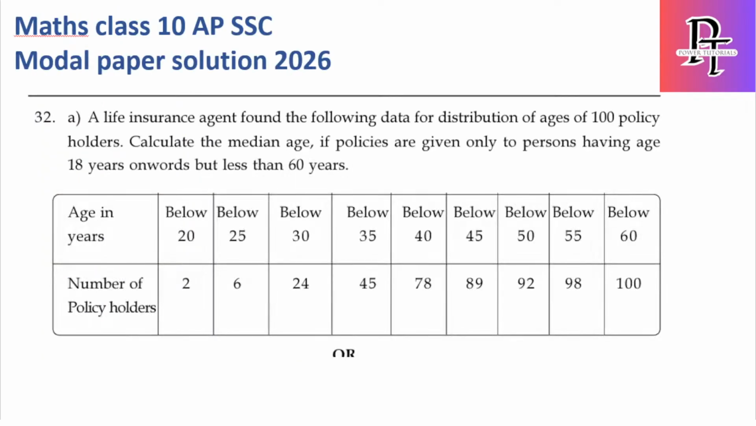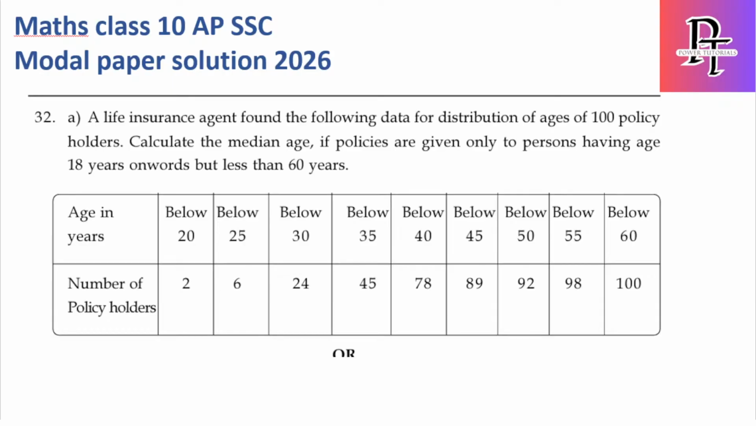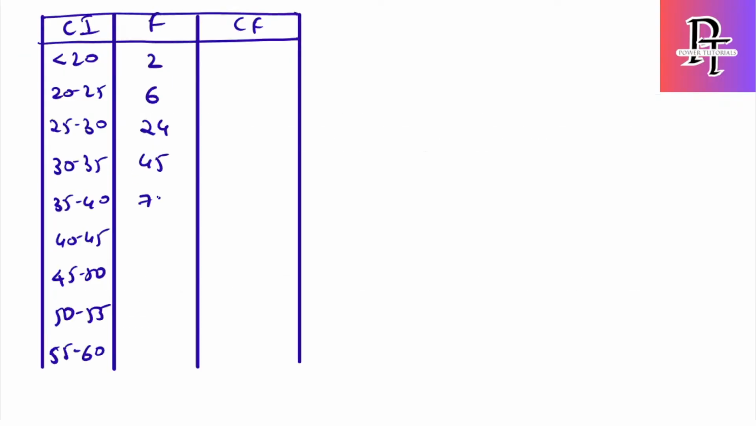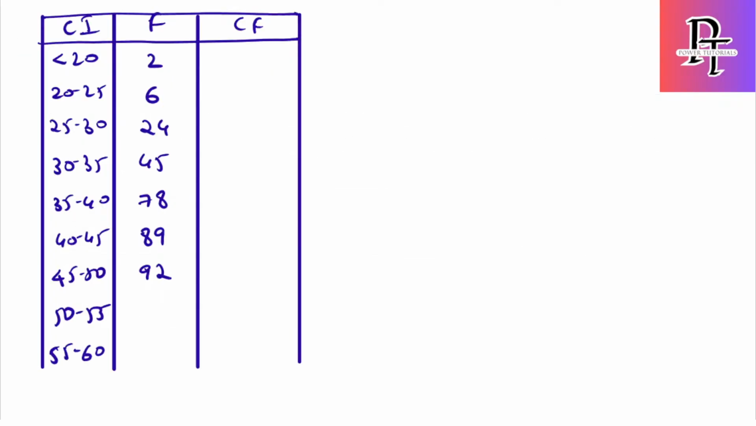Okay, let's write the frequency values. 2, 6, 24, 45, 78, 89, 92, 98, 100. Okay, these are not frequency values, these are cumulative frequency values. Okay, I will explain why it is cumulative frequency.